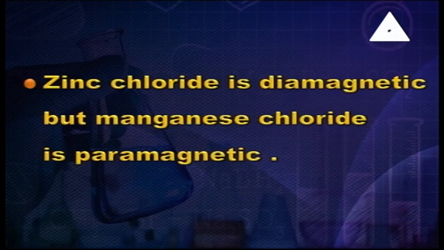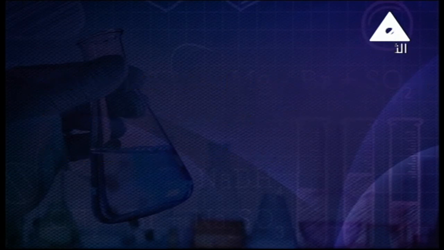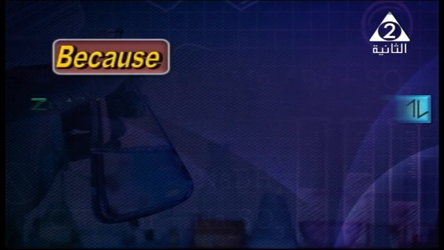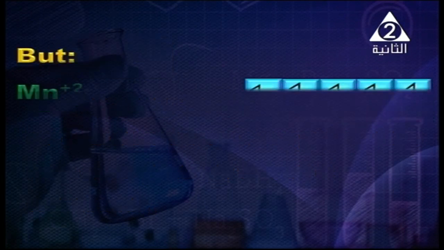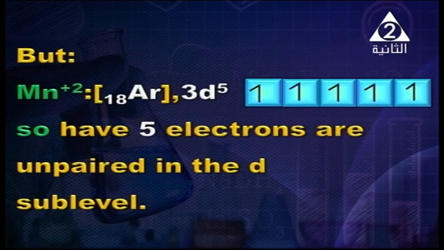Next point. Zinc chloride is diamagnetic, but manganese chloride is paramagnetic. The reason for that: zinc has electronic configuration [Ar] 3d10, so all the electrons are paired in the completely filled d sublevel, as shown on the screen. But Mn2+ is [Ar] 3d5, so it has 5 unpaired electrons in the d sublevel, as shown on the screen.